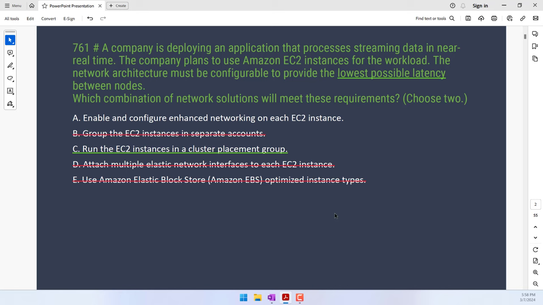All the data currently resides in on-premises storage arrays, and the company wants to reduce ongoing capital expenses. Which storage solution should a solutions architect recommend to meet these requirements? Okay, let's go through them.